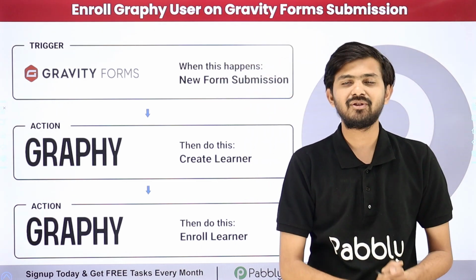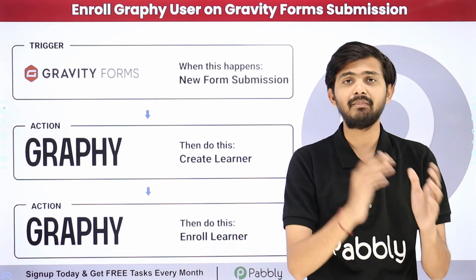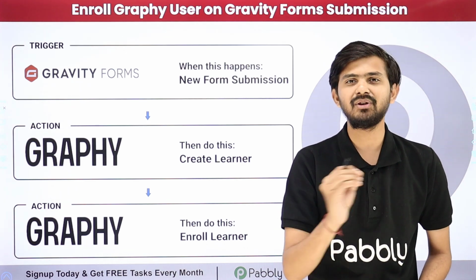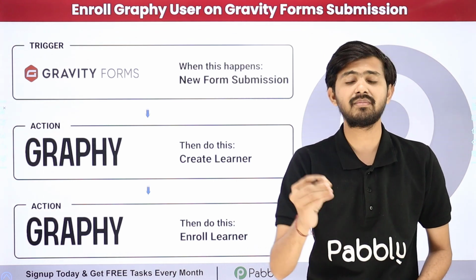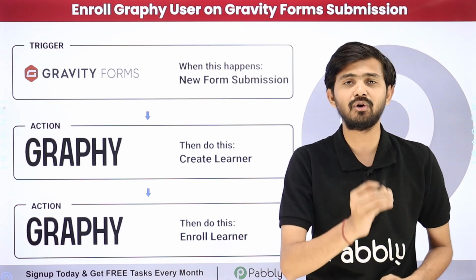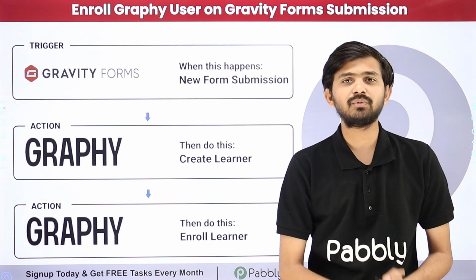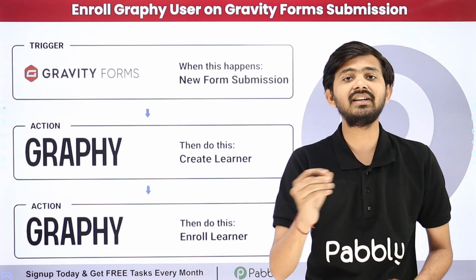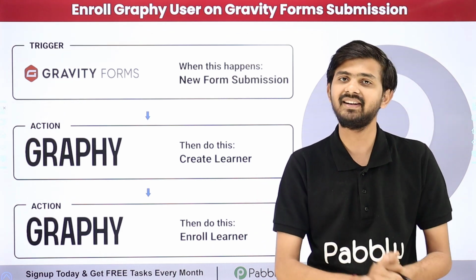So I'm an online educator and I've created a registration form by using Gravity Forms for my course. Now what I want to do is that whenever I receive a new registration or a new form submission through Gravity Forms, then automatically I want to enroll a new user in my course in Graphy. So for this, I need to first create a new learner in my Graphy account, and then I need to create a new enrollment for my course in Graphy.